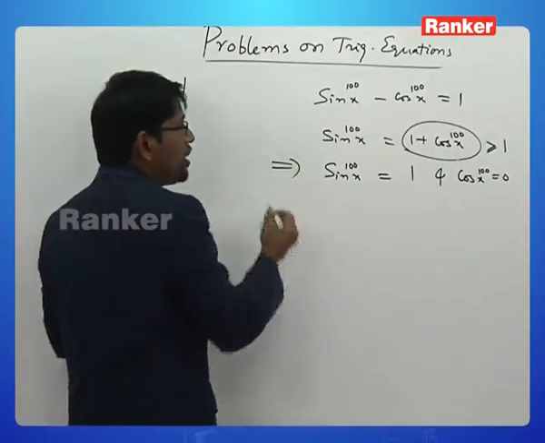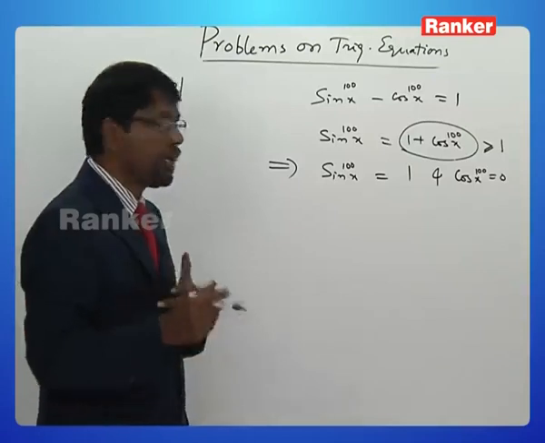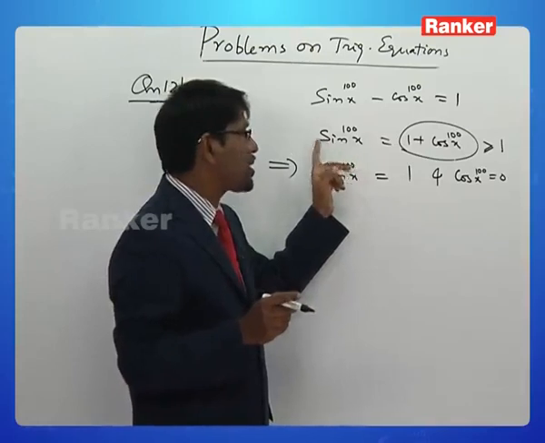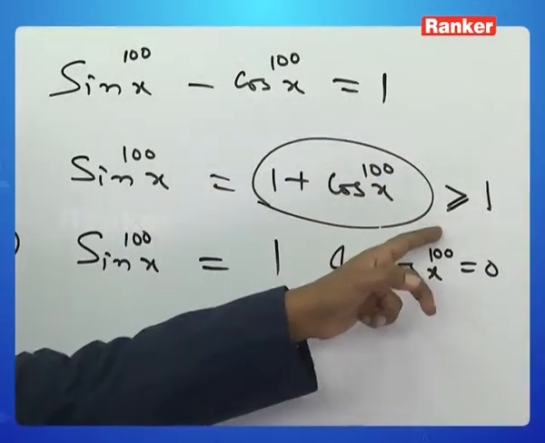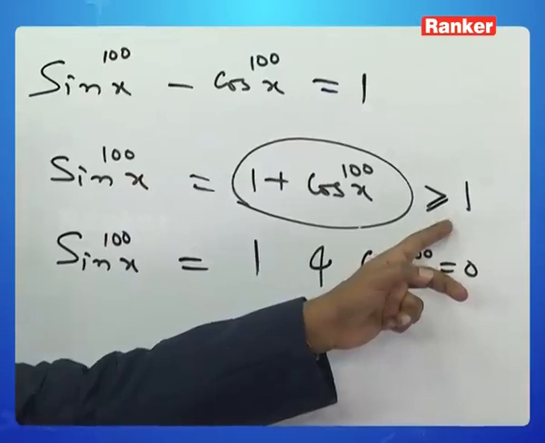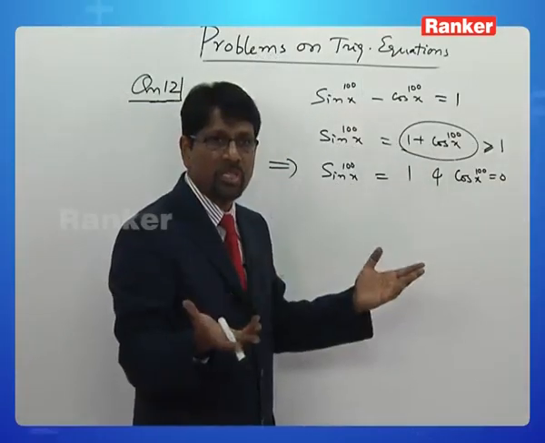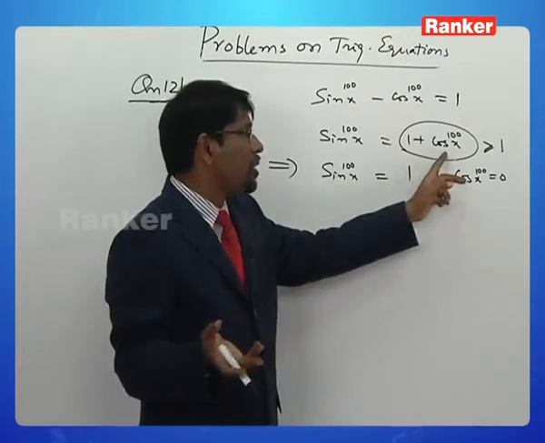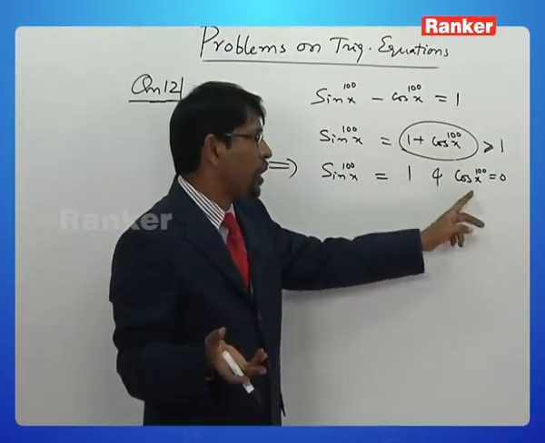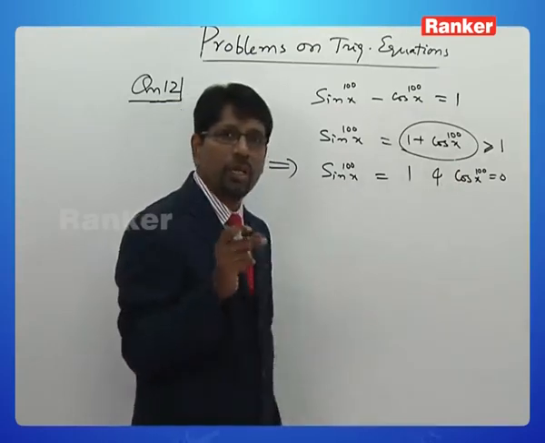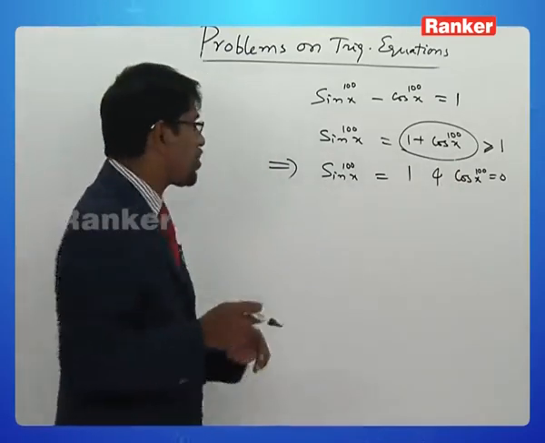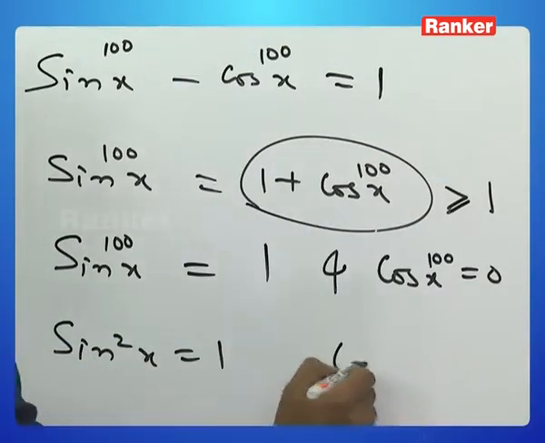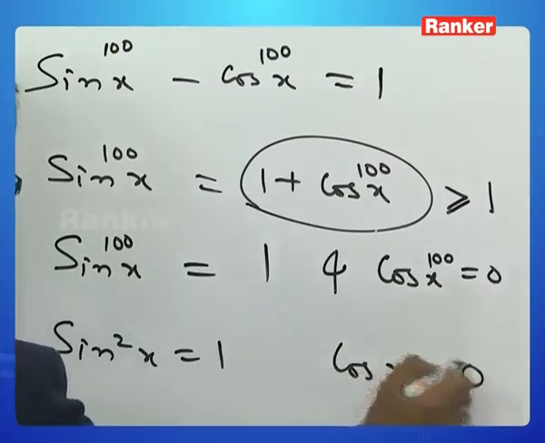So this will imply sin x power 100 has to be 1 and cos x power 100 has to be 0. The reason is sin x power 100 is less than or equal to 1, but you are trying to equate it to a quantity which is greater than or equal to 1. When is that going to happen? When both sides are equal to 1. So sin x power 100 should be equal to 1 and cos x power 100 plus 1 should be equal to 1. That means cos x power 100 should be 0. So sin square x has to be 1, and of course this implies cos x has to be 0.